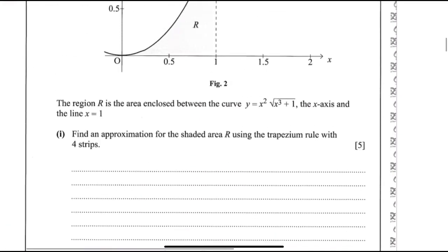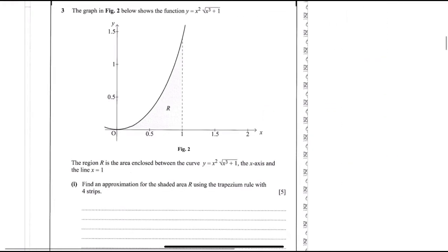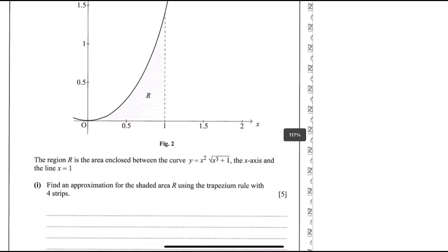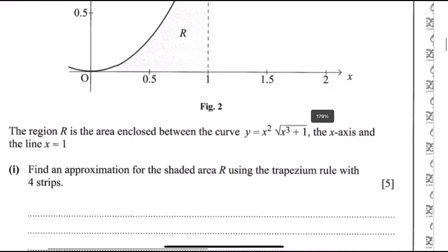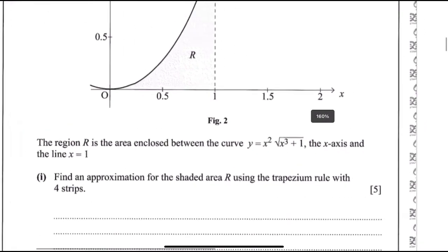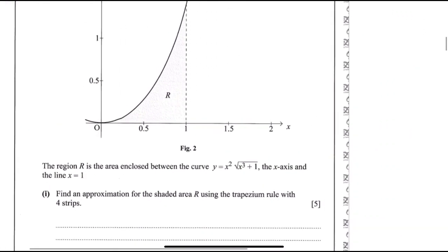Okay, next question, trapezium rule. Right, it says find the area enclosed by this thing using the trapezium rule. And it says trapezium rule with 4 strips. So just do this out. I would just mark on where the things would be. Then it just makes it easier for you to see.